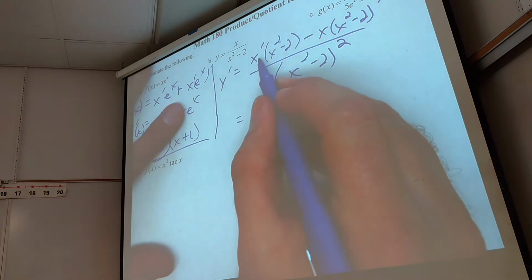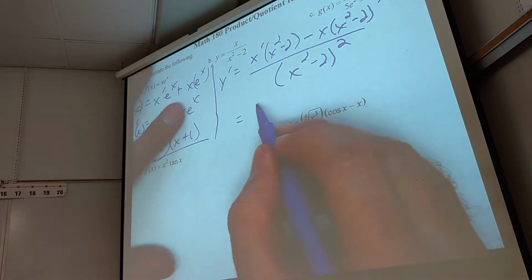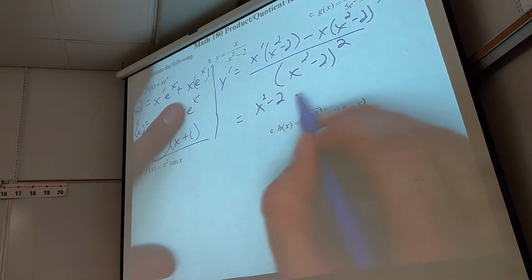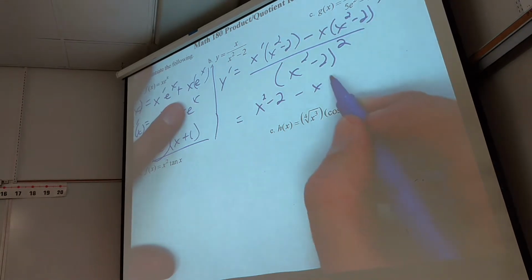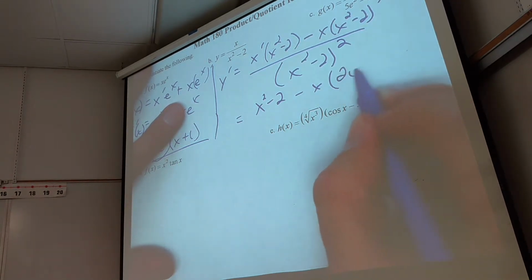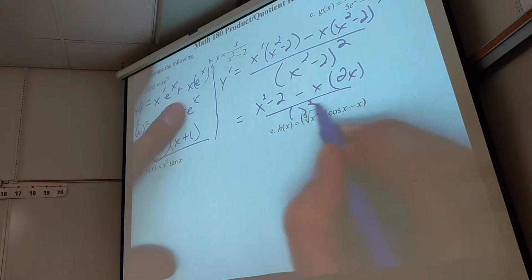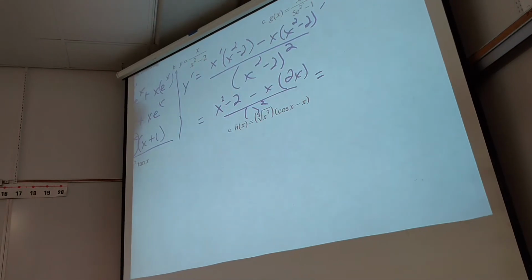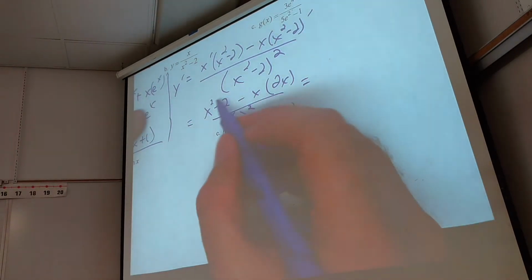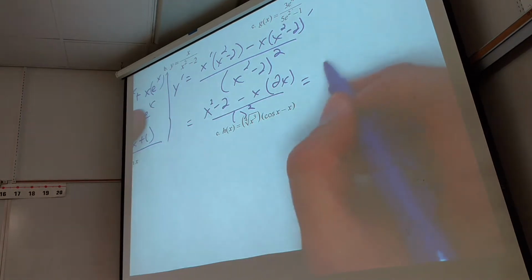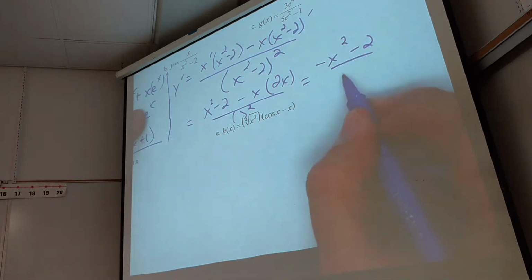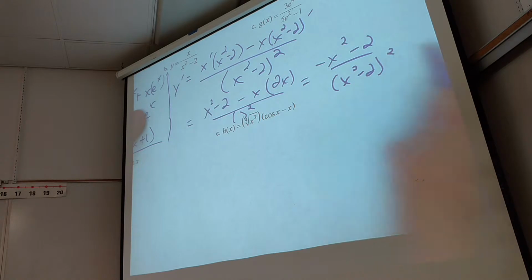So now you just got to do it. X prime is? 1. X squared minus 2 prime is? 2x. So we're going to put minus x squared minus 2. Yeah, you get x squared minus 2x squared. So minus x squared minus 2 over x squared minus 2 squared.